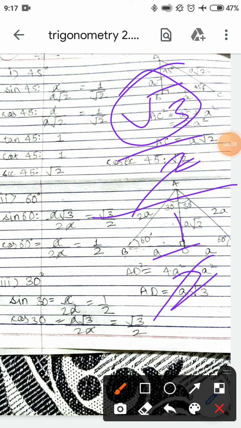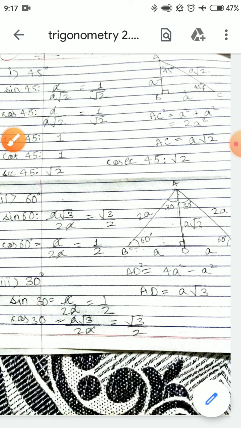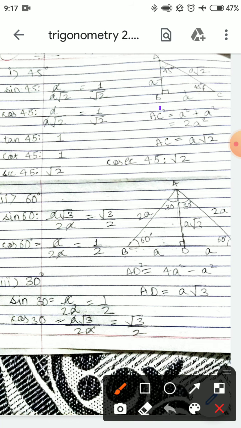The same way, cot 60 is the multiplicative inverse of tan 60, that's why cot 60 will be 1 by root 3. Sec 60 is the multiplicative inverse of cos 60, so that will be 1 upon 1 by 2. So sec 60 will be equal to 2. The same way, cosec 60 is the multiplicative inverse of sin 60, so cosec 60 will be 1 upon root 3 by 2, that will be 2 by root 3.